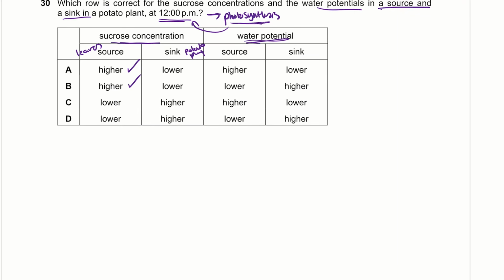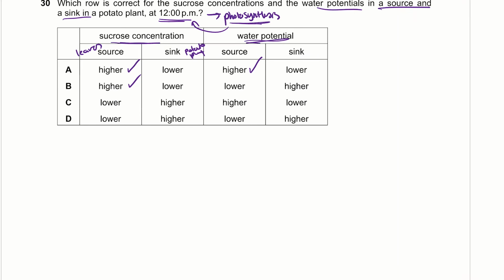Now, for the water potential, this is where the confusion comes in. The water potential will be higher. You might ask why, when there is a higher concentration of solute at the source. So how could the water potential possibly be higher? Now this is for 2 reasons.